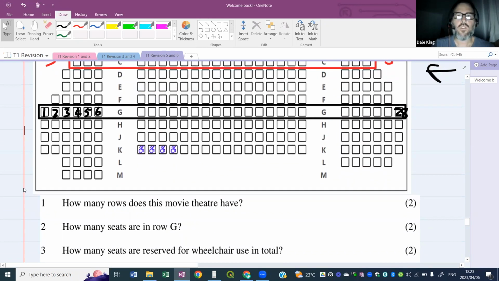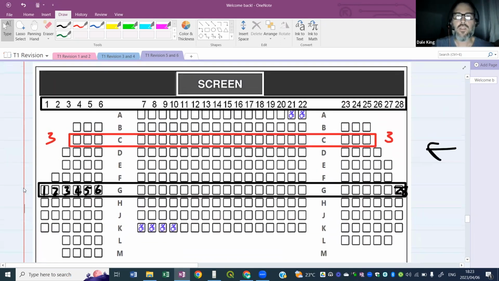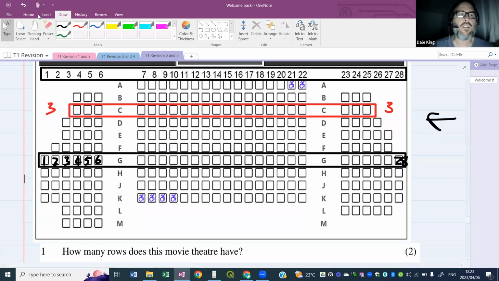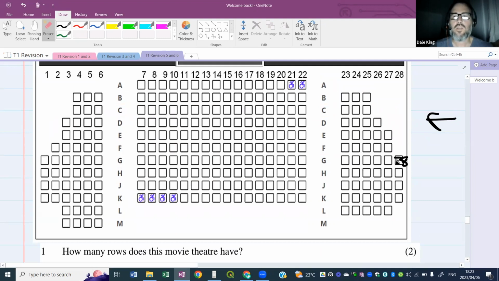All right. Let's have a look at the next question, question 3. How many seats are reserved for wheelchair use in total? We just rub out all the other stuff. You can see the picture more clearly. How many seats in total for wheelchair use? 6. Very good. Nice and easy. All right. That was quite an easy one.